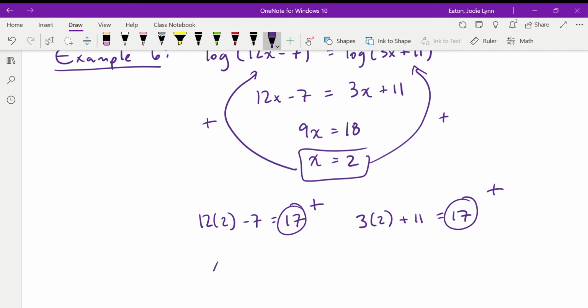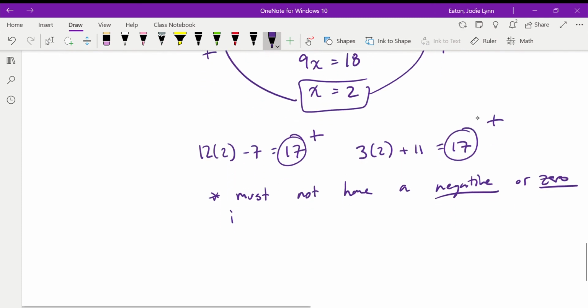You must not have a negative or 0 inside a logarithm. Because you can't say does not exist equals does not exist mathematically. If something doesn't exist, you can't say it's equal to something else that doesn't exist. They may not exist in two completely different ways. We can't say that.